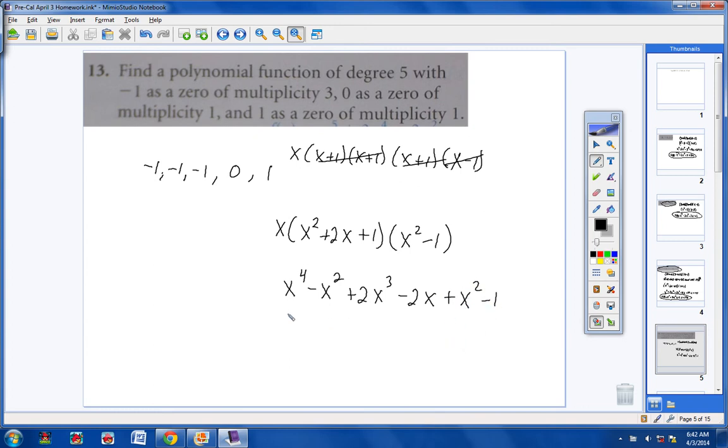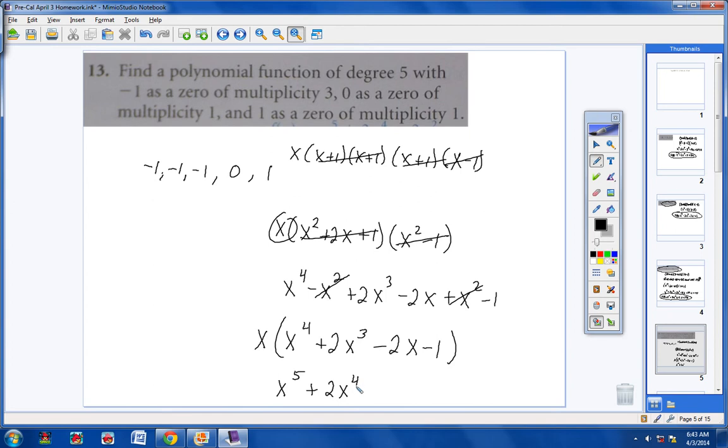Now I do see some like terms. And that's going to be x to the 4th. And then next would come your x cubed. And then next your x squared, but they actually cancel out. So the next would be your x term, and then negative 1. Now you understand we multiplied this group times this group, and now we have an x on the outside right here. So when you multiply that through, it just raises each power by 1. So we would have x to the 5th plus 2x to the 4th minus 2x squared minus 1.